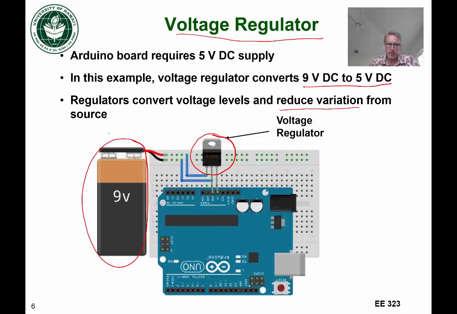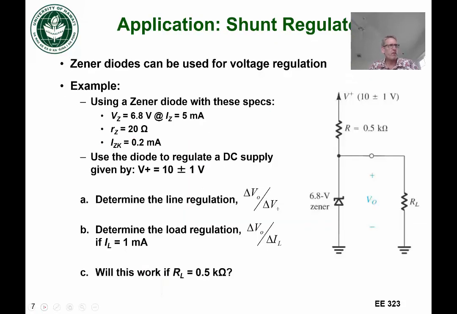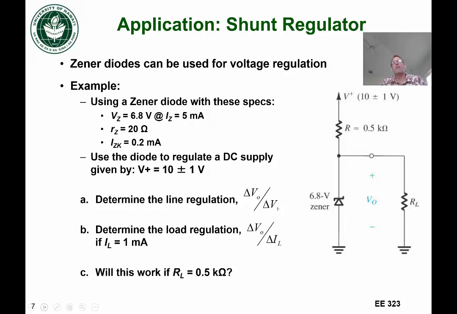So if our battery voltage is kind of squiggling around like this, and the center of that was at 9 volts, then hopefully the output of our regulator would be very constant at 5 volts. That's the goal of a voltage regulator. And so how might a Zener diode help us with this? Well, here's an example of a pretty simple circuit that takes advantage of these Zener diode characteristics.